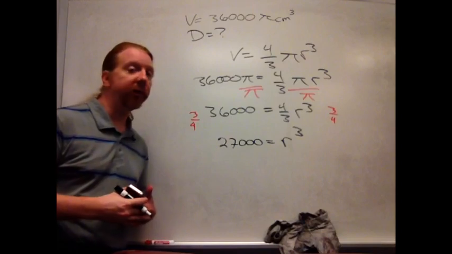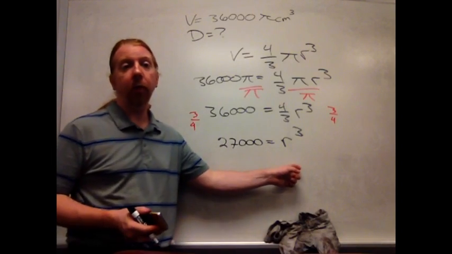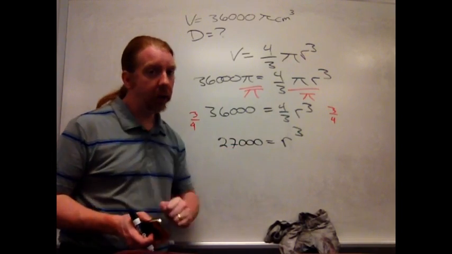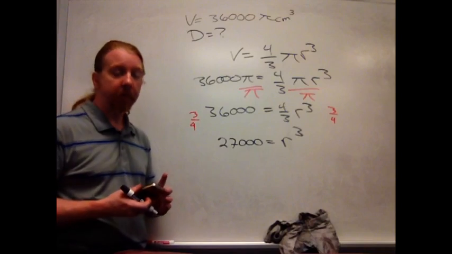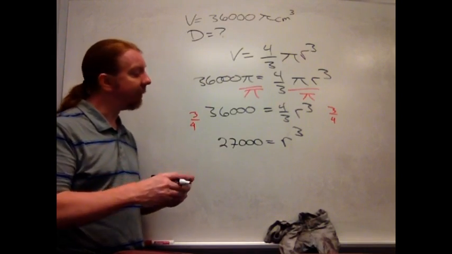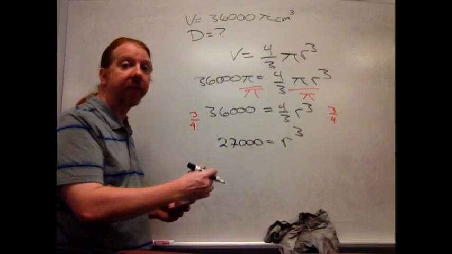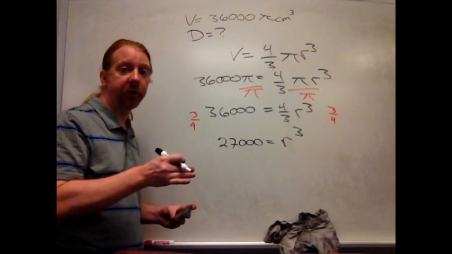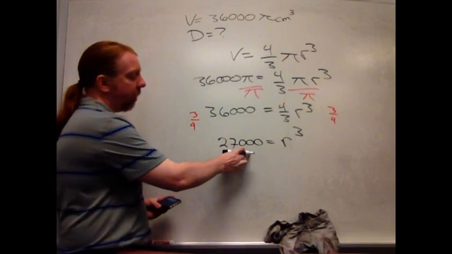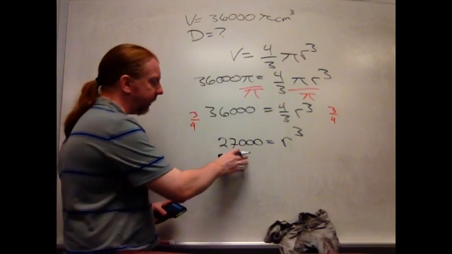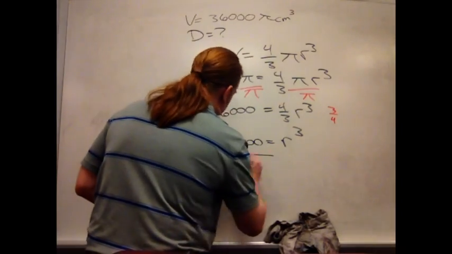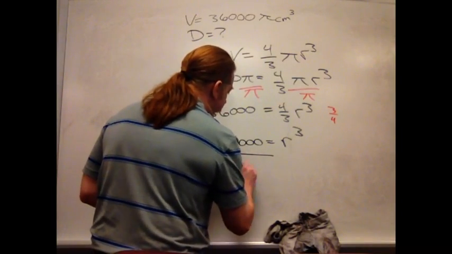Now that's not 27,000 as an answer, that's what the radius would be if I cubed it. So the question now becomes, what do I do in order to get that down to a third power of what I've got, or the cube root of r would also give me this answer here. So I take the cube root of both sides.